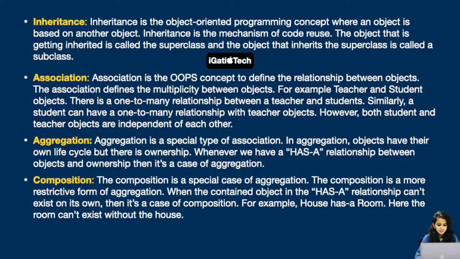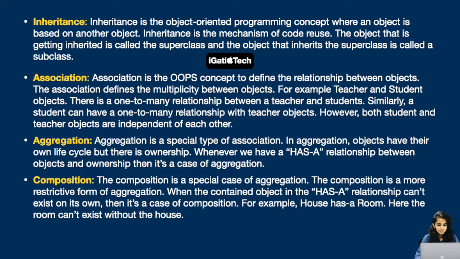Now, what is inheritance? Inheritance is the object-oriented programming concept where an object is based on another object. Inheritance is the mechanism of code reuse. The object that is getting inherited is called the superclass, and the object that inherits the superclass is called a subclass.